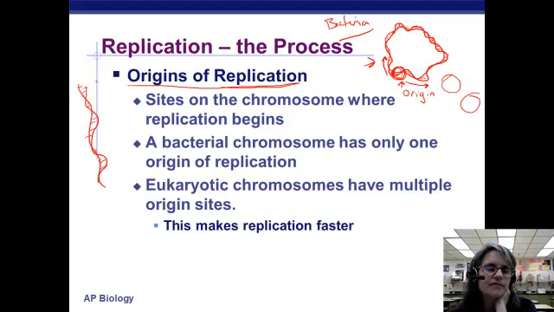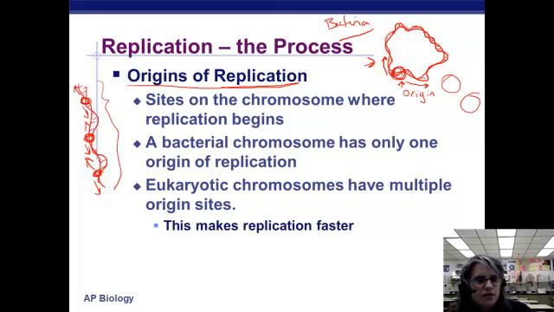Okay, and in fact, there are multiple start points. An origin could be here, an origin could be here, an origin could be here. And replication will go this way, and this way, and this way, and this way, and this way, and this way. In other words, it goes from both directions from each point. So what you're doing when you have multiple origins of replication is you're making replication faster, because you're going to start right here and go out in both directions, and they're going to meet. As this one is going this way, we're going to meet in the middle.